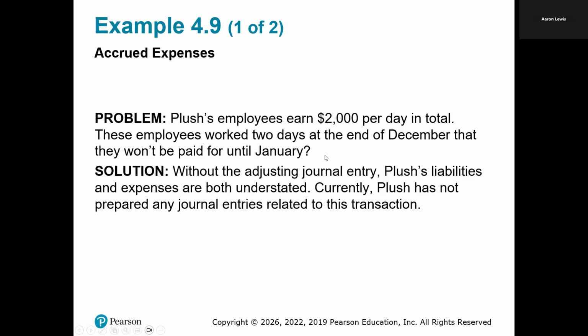That would be the case if you had employees that worked during the period, but the next payday is in the subsequent period. If we had employees that worked during December, but they're not getting paid until January, we still need to put that expense on the books for the days that they worked in December, on December's books. So how much do we need to adjust for? Well, their employees earn $2,000 per day, and they worked 2 days at the end of December that they won't be paid for until January. How much do we owe them when December ended? 2 days at $2,000 apiece.